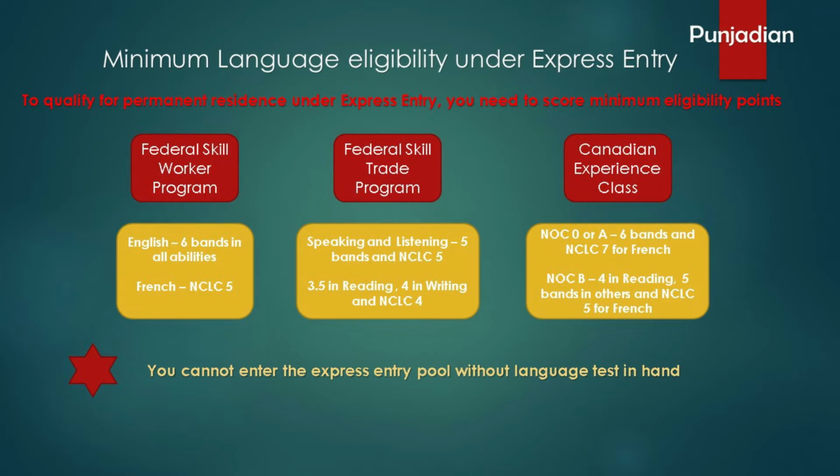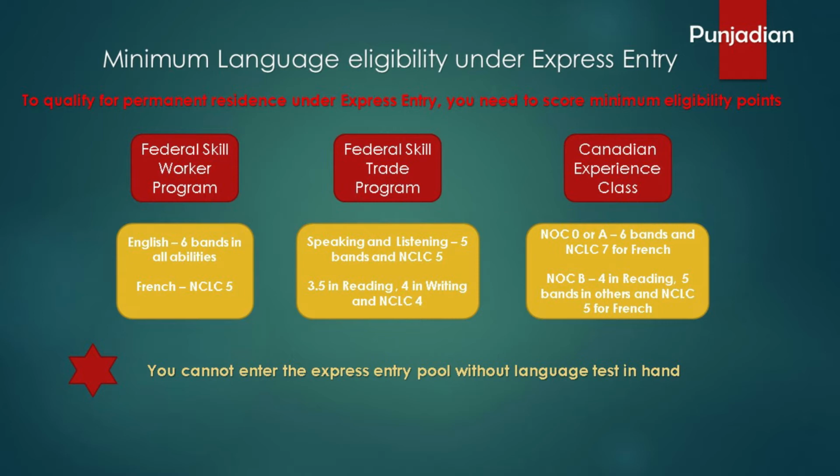3.5 in reading, 4 in writing for the IELTS, and NCLC 4 for French. Under the Canadian Experience class, if you are applying under NOC 0 or A, you need to score 6 bands in all the 4 abilities in English and NCLC 7 for French.